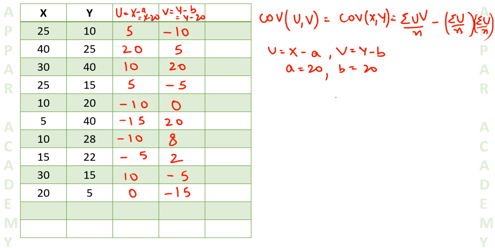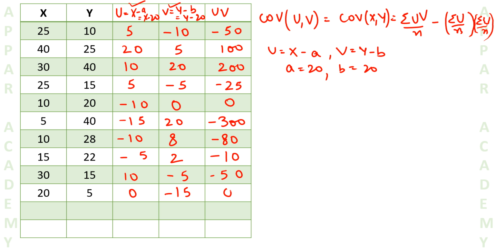Yes. So next we also need UV, so we need to multiply U into V. This column multiplied by this column. So 5 into minus 10 is minus 50, 20 into 5 is 100, 20 into 10 is 200, 5 into minus 5 is minus 25, minus 10 into 0 is 0, minus 15 into 20 is minus 300, minus 10 into 8 is minus 80, minus 5 into 2 is minus 10, 10 into minus 5 is minus 50, and then 0 into minus 15 is 0.